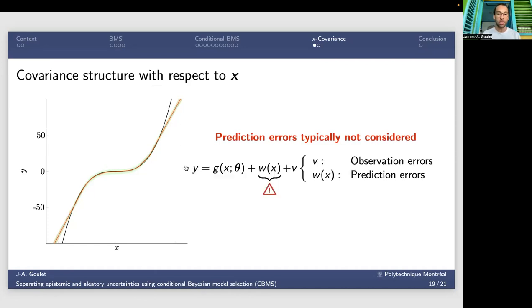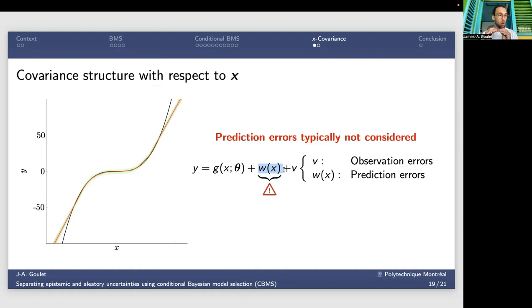Typically we don't have that W term. We're going to say Y equals G of X and theta plus V, the observation error, but we don't have an explicit term to account for prediction errors. And prediction errors and observation errors are not exchangeable. They're not the same.